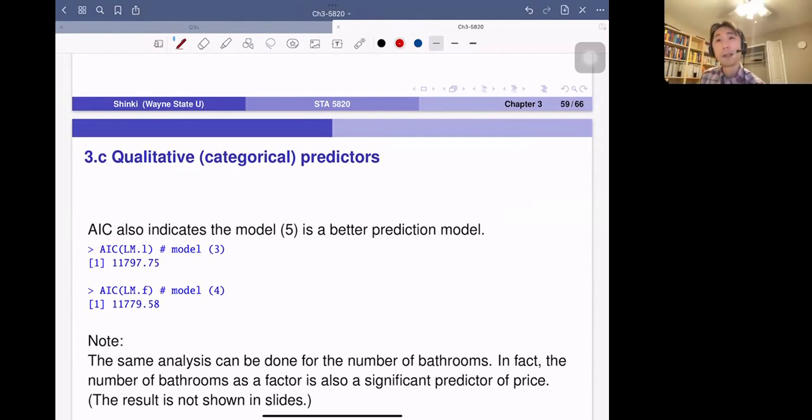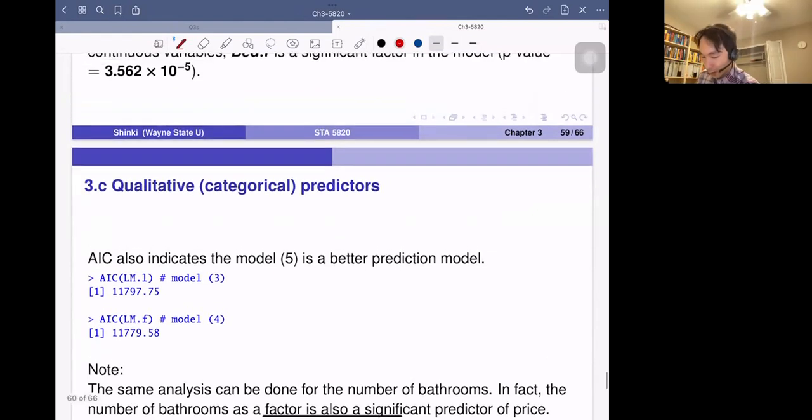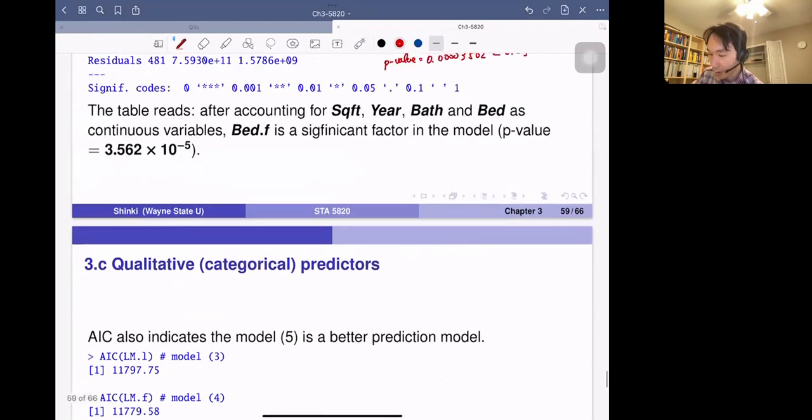So AIC is the number to evaluate the regression model. Smaller AIC, the better regression model. That means that if we have another test data set, we expect that the forecast is more accurate. So AIC, Akaike Information Criterion.